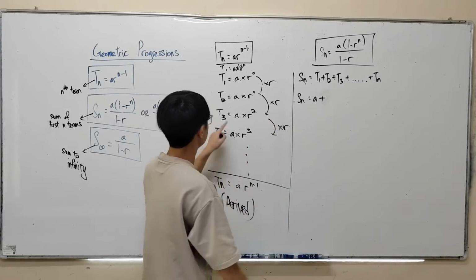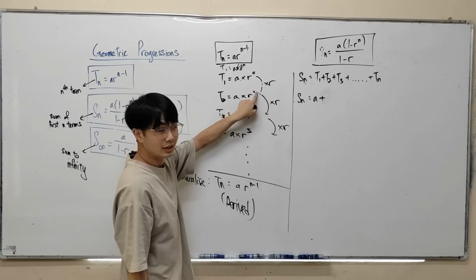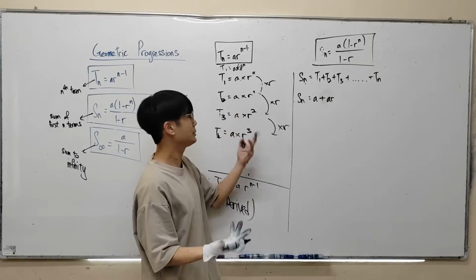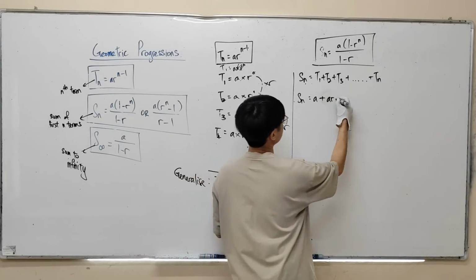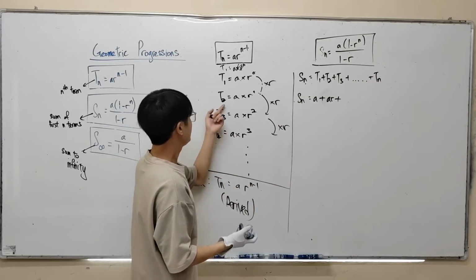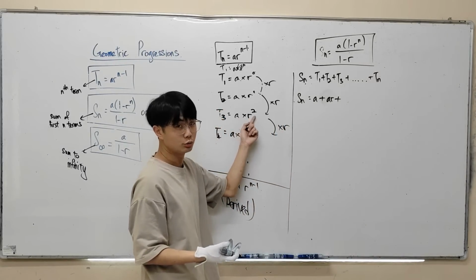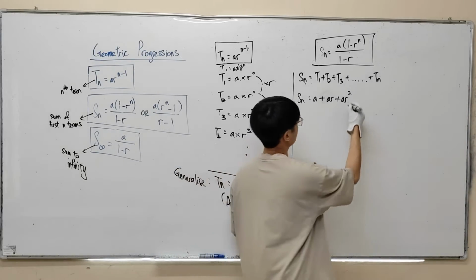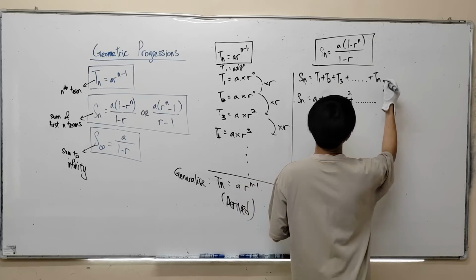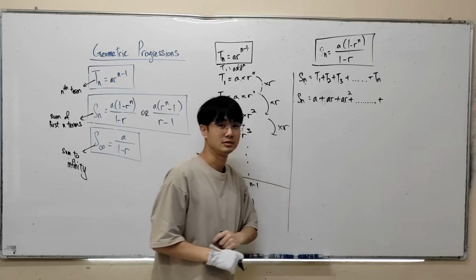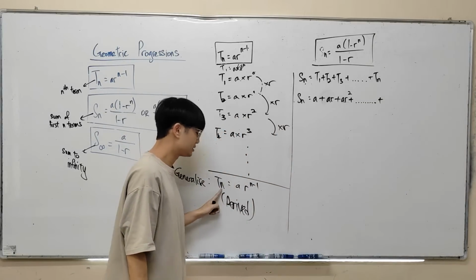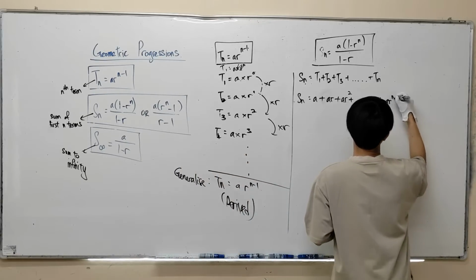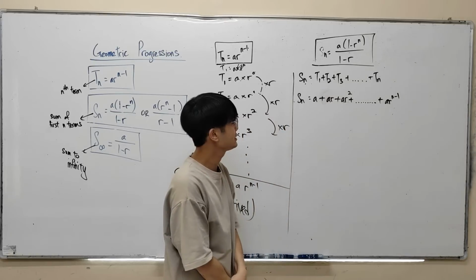Plus T2. T2 is A times R power 1, because we use this formula, right? So I'll just write here AR, because R power 1 means R, so A times R is AR. And then the next one is T3. T3 will be A times R power 2, so I'll just write AR power 2. And it keeps going until the last term, which is Tn. So what will be the Tn? It will be AR power n minus 1. So I'm just going to write it there. This is our last term, AR power n minus 1, right?